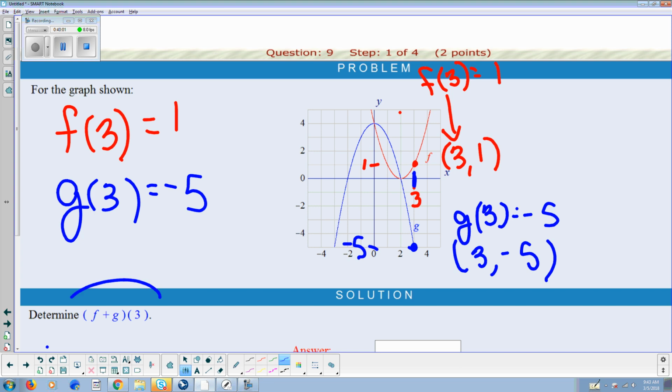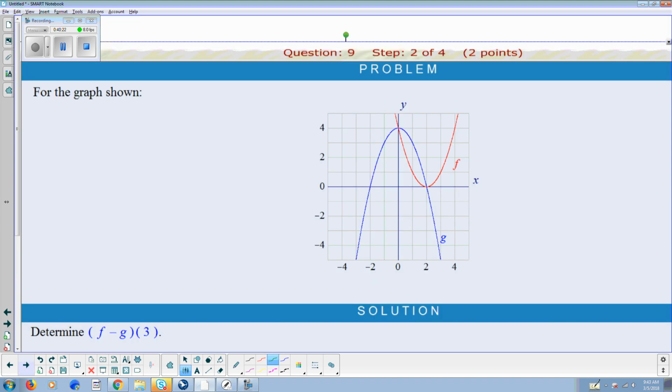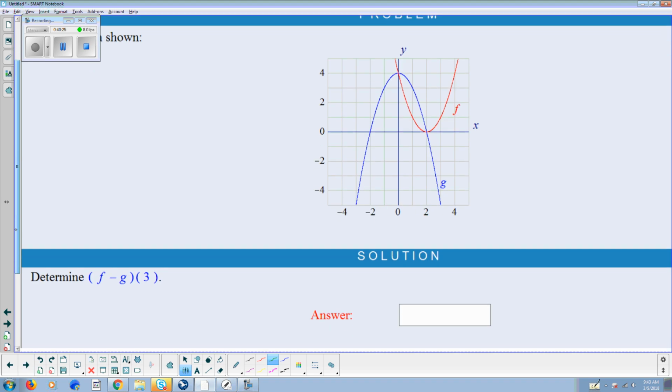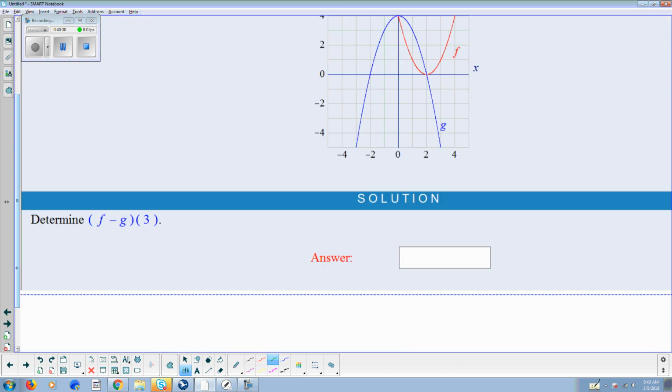So if I'm asked to find f plus g of 3, f of 3 is 1, g of 3 is negative 5. I add them. My answer is negative 4. Okay? Now, the next parts use the same graph. F of 3 was, what was it? 1 and negative 5. So this becomes 1 minus negative 5 when you're subtracting them, which becomes plus a positive. The answer is 6.